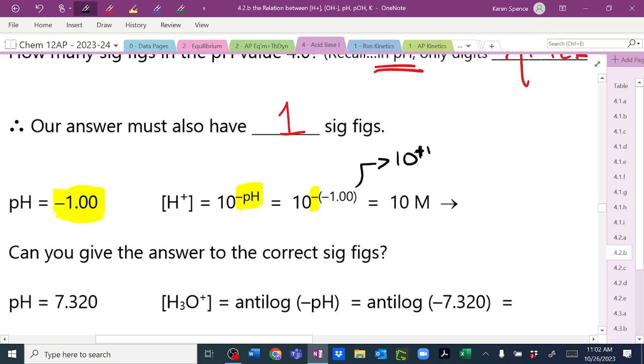There are 2 ways of writing it. What's one way you could write it? You could write 10 dot molar. What's another way of writing it? 1.0 times 10 to the 1 molar. Either of those are okay.